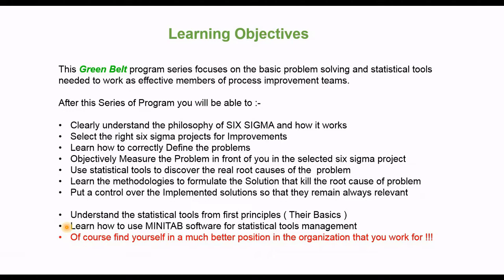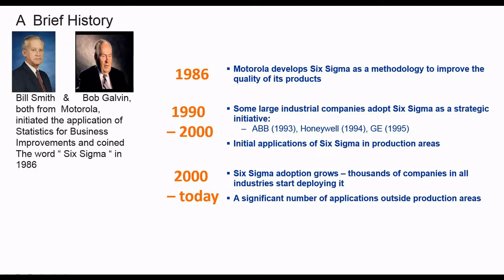But also you will learn Minitab software use in the execution of your Six Sigma project for the statistical tools management. So once you have a clear understanding of the first principles, you will be able to very easily learn the Minitab software for statistical tools management in the Six Sigma project. And after completing all the videos and lessons in this course, really you will find yourself in a much better position in the organization to work for. Okay, so let's get started with this mission of Green Belt Six Sigma program.